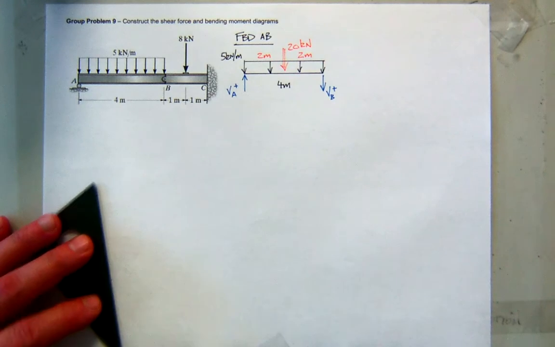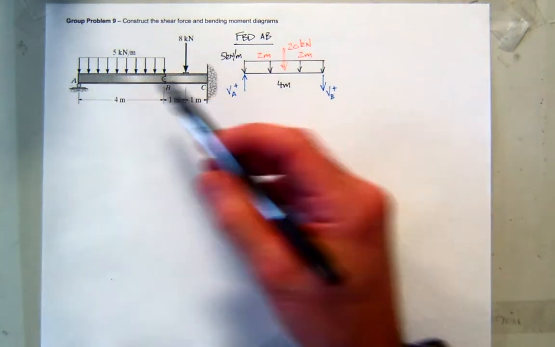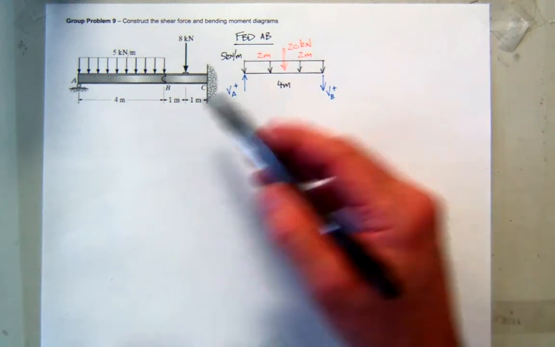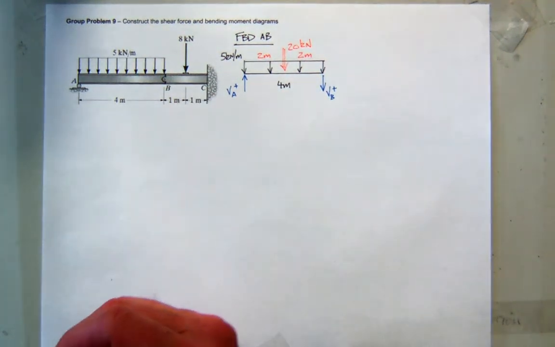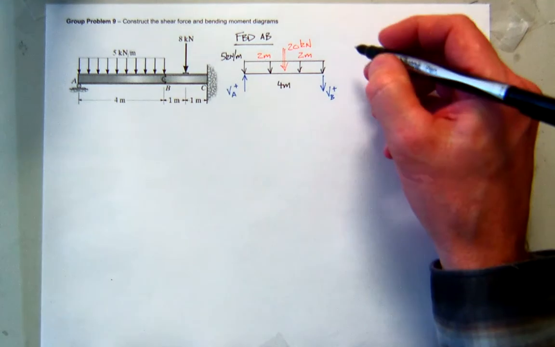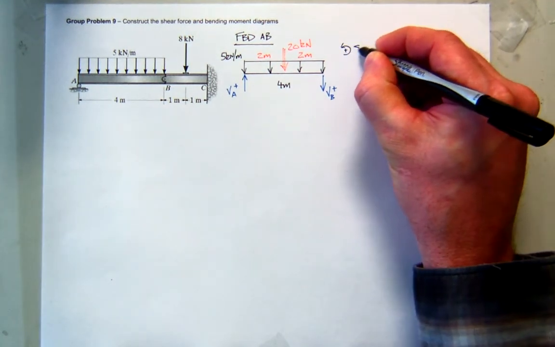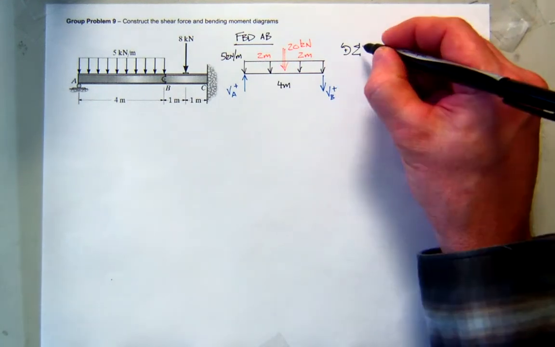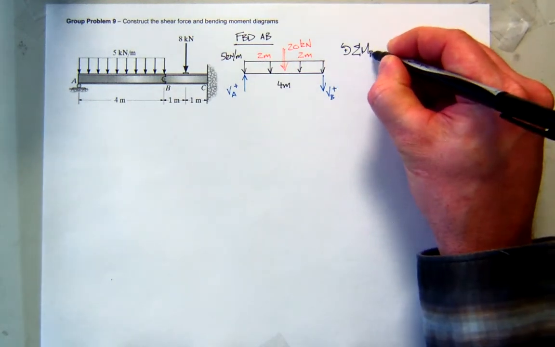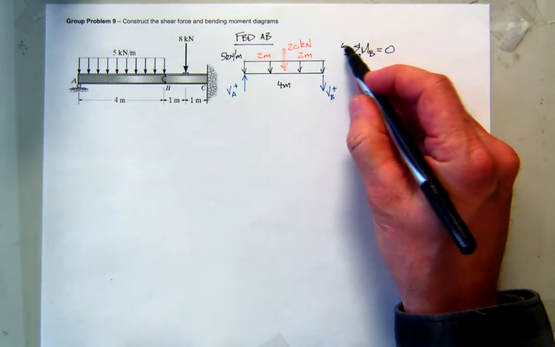I think that's all that's there. There's no moment at A because it's a pin or a hinged roller, and there's no moment at B because it's an internal hinge also. So I'm going to sum moments at one end and find the other reaction. I think I'll sum moments at B. No particular reason. So I'm going to sum moments at B, make sure it's in equilibrium. I'm going to use right-hand rule.